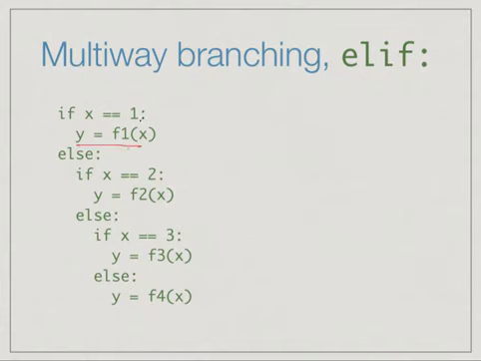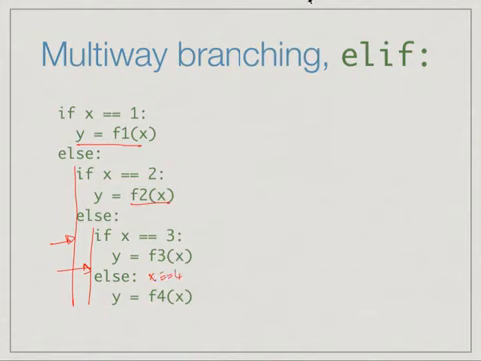If x is not 1, then it's one of the others. So all of this goes into an else and everything gets nested. Then we check, in this case, if x is equal to 2, then we do f2. Otherwise, we have 3 or 4. So now all of this is nested once again. And finally, we have x is equal to 3 or not 3. So this is x is equal to 4, and then we are done.